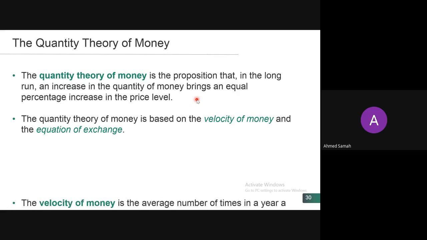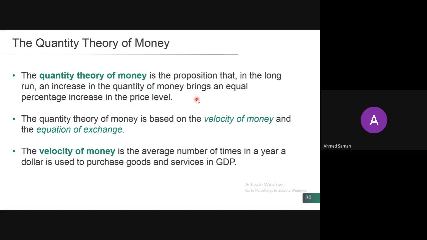Velocity of money is the average number of times in a year a dollar is used to purchase goods and services in the GDP. So, one unit of a dollar rotates a number of times to purchase different goods and services. Or in other words, one note of currency changes hands many times. That is the velocity of money.